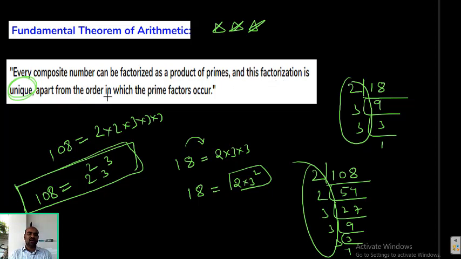Apart from the order in which the prime factors occur, 2 into 2 into 3 into 3 into 3 or 2 into 3 into 2 into 3 into 3, you can write. Order is not a big problem, but to write 108 as a product of prime numbers, we can use only two prime numbers, that is 2 and 3 only. So that's why 108 can be written as 2 square into 3 cube. Okay. Now I am finalizing.